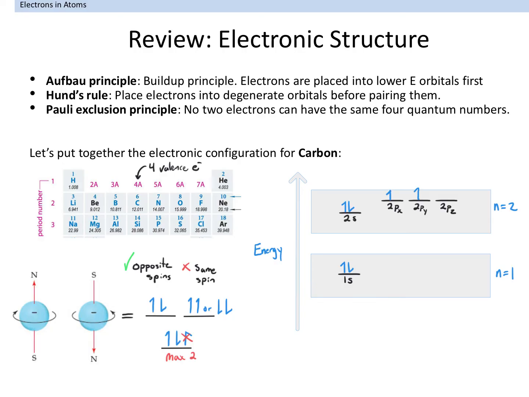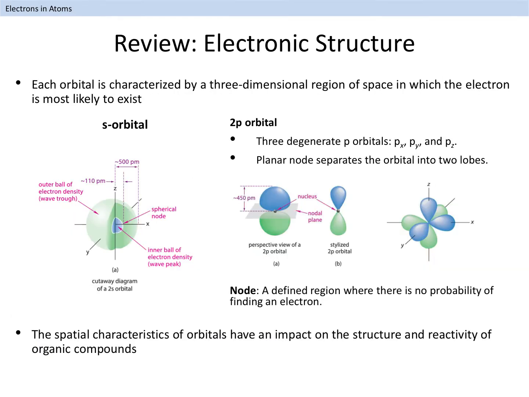Let's go to the next page and look at a few graphical depictions of atomic orbitals, and then we can move on to the next part of this lesson, which covers the chemical bond. Here are a few graphical depictions of the s and p orbitals.